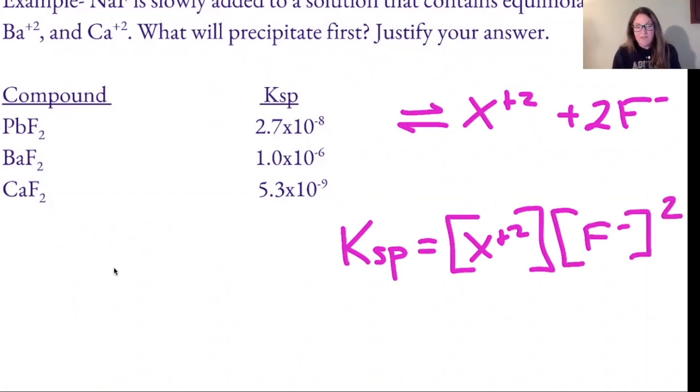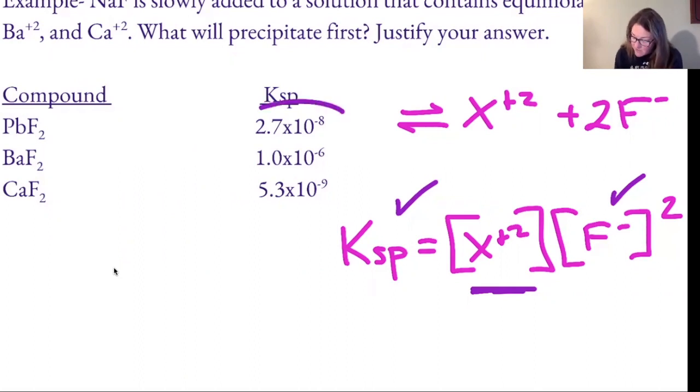We are told that we have equal molar concentrations of lead, barium, and calcium. Therefore, this value is always the same. What changes is this and this. So as we add fluorine, eventually too much fluorine will be there that exceeds the maximum allowable concentration for one of the compounds. We want to figure out which one of these compounds allows for the smallest amount of ions.